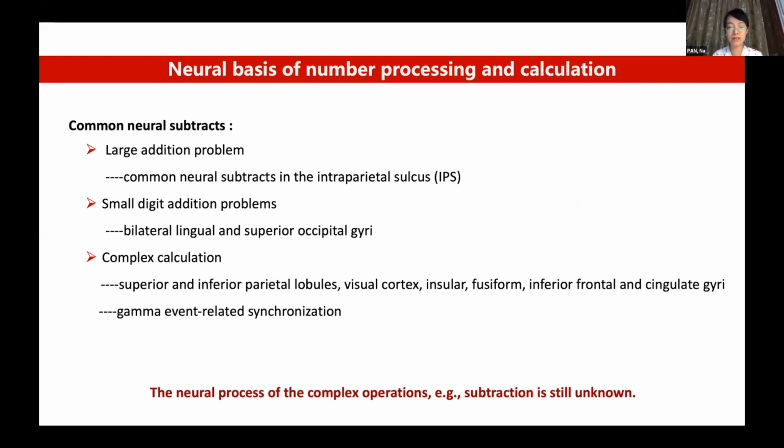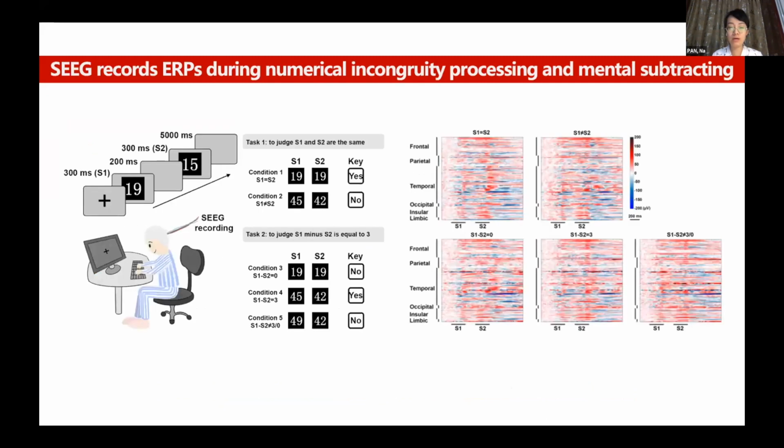So our studies aim to solve the neural process of a complex operation like subtraction. To figure out the neural basis of mental calculation, we used stereo EEG to carry out our studies. The intracranial recordings were obtained from 20 patients with pharmacologically resistant epilepsy at Xuan Hospital.